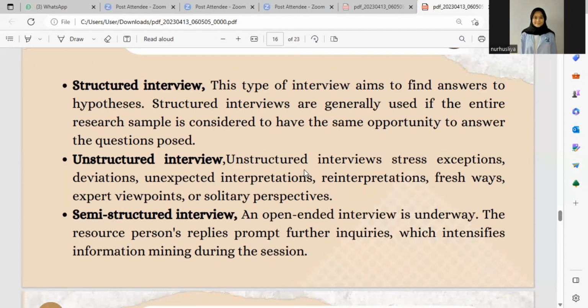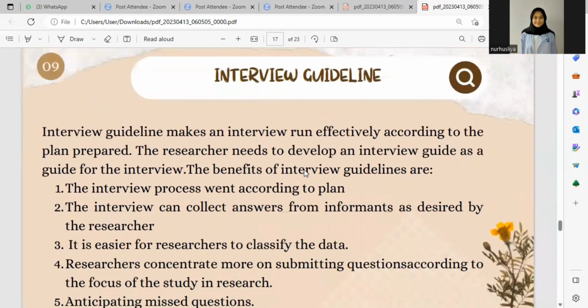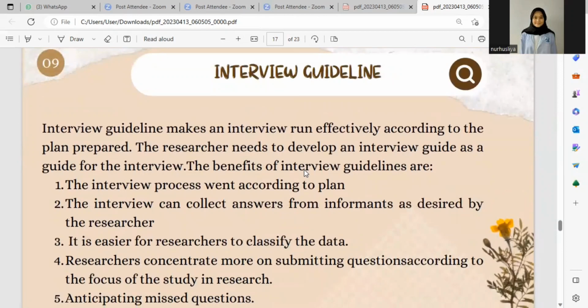Next slide. Interview guidelines. Interview guidelines make an interview run effectively according to the plan prepared. The researchers need to develop an interview guide as a guide for the interview. So the benefits of interview guidelines are that the interview process goes according to plan. The interviewer can collect answers from informants as desired by the researcher.